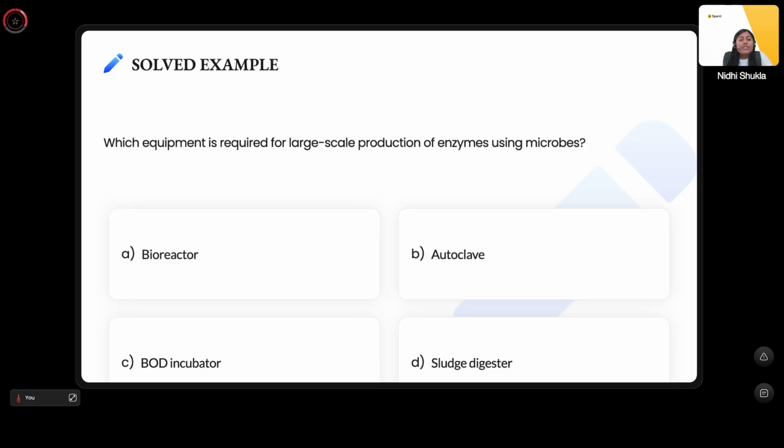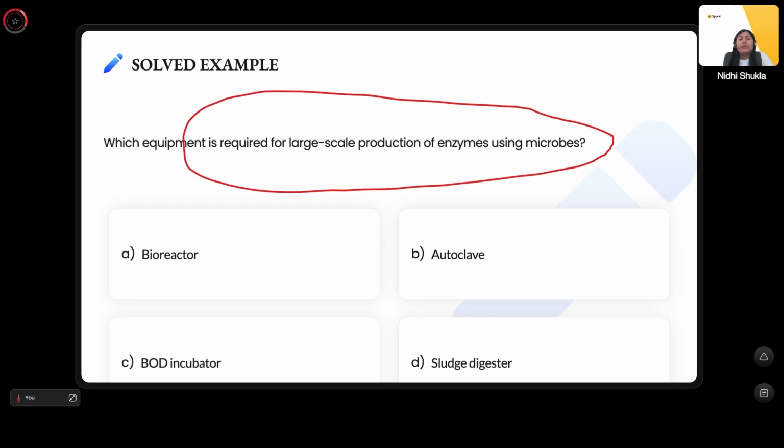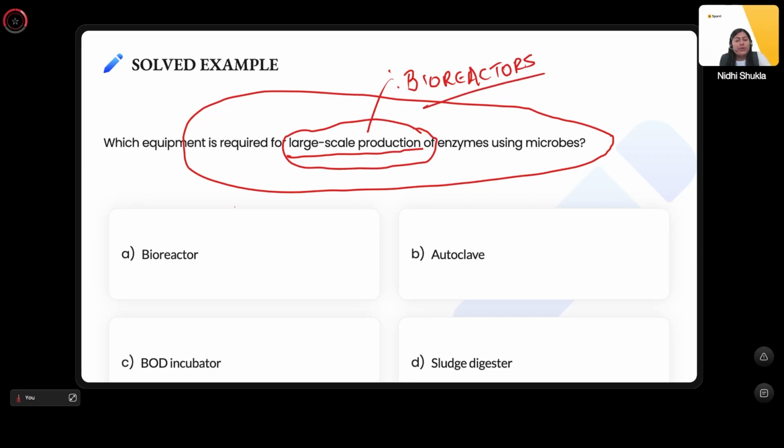Next question. Which equipment is required for large scale production of enzyme using microbes? The key word here is large scale production. Now in biotechnology, whenever we talk about large scale production of enzymes or proteins or any recombinant DNA product, it is done using bioreactors. Bioreactors are large vessels, basically with a capacity of 100 to 1000 liters, where you grow your host cell in a very appropriate environment to give you the maximum product. So the answer is going to be bioreactor.